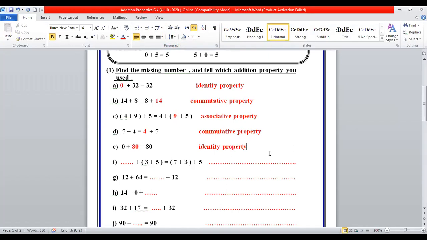Thank you. F. Yes, good morning, Hamza. What is the missing number in this sentence? Yes, 7. Compare the two sides, you will find the missing number is 7. What is the name of the property? Associative. Yes, associative.